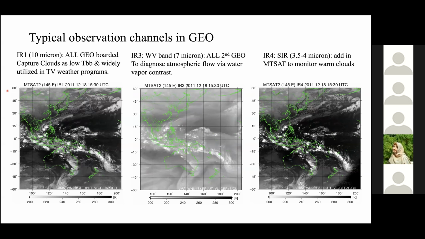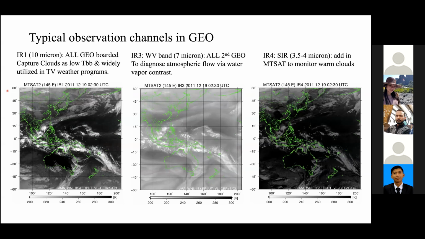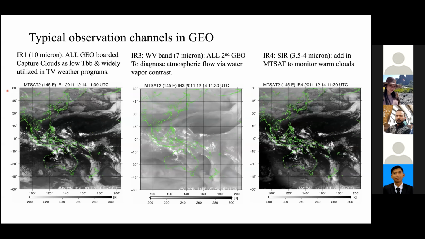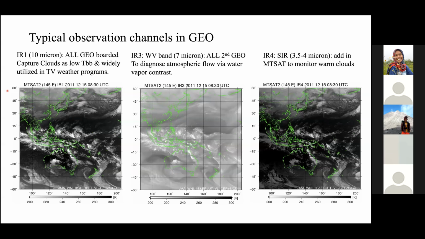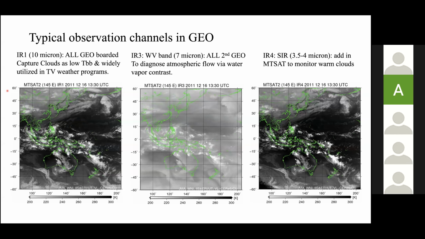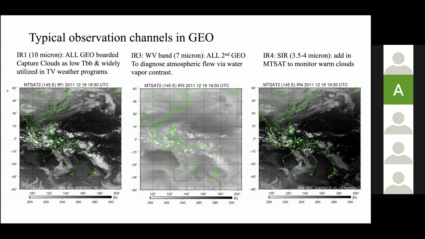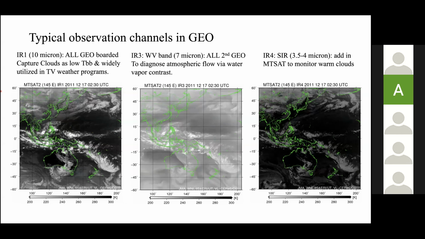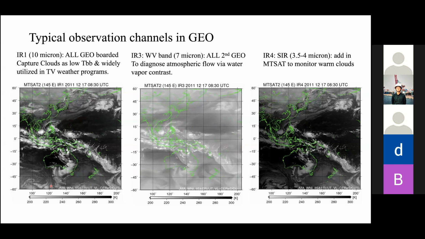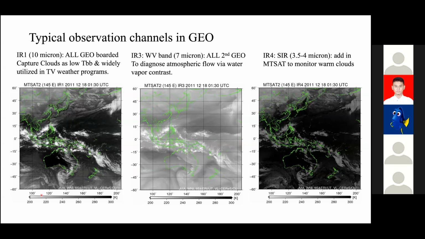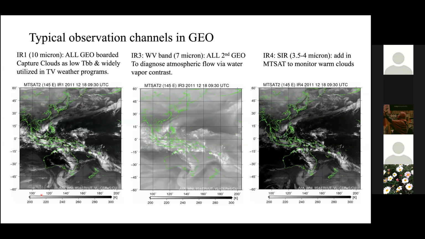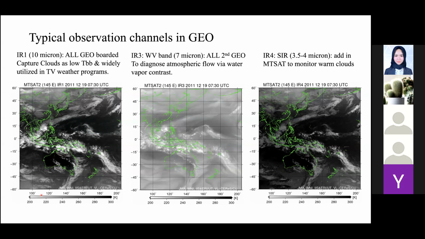Basically, in the vertical profile of the atmosphere, temperature decreases with height. So 200 Kelvin is a very low temperature, meaning a highly developed cloud can be captured by the 10 micrometer IR image.